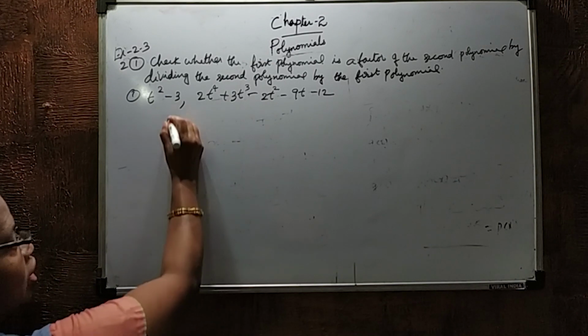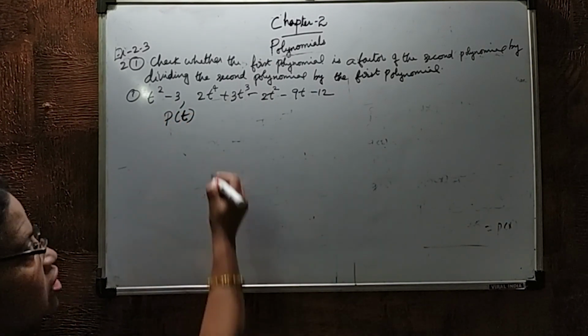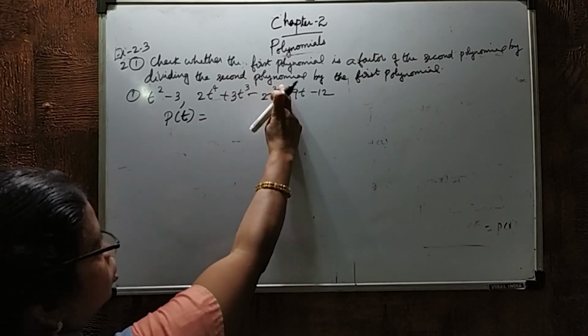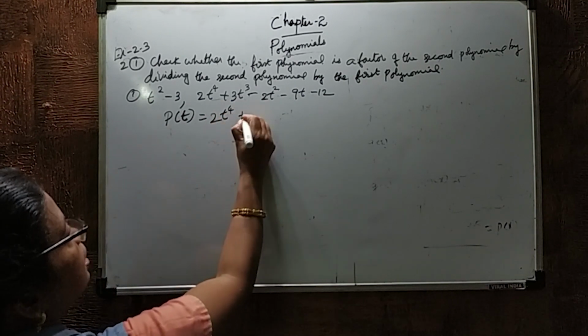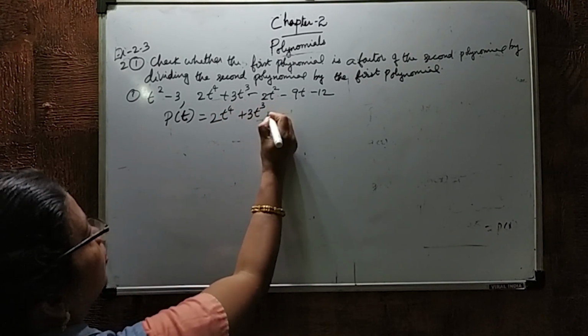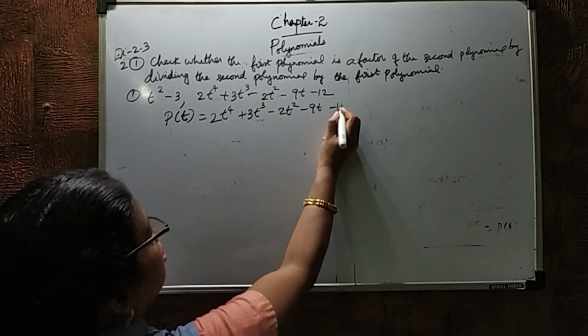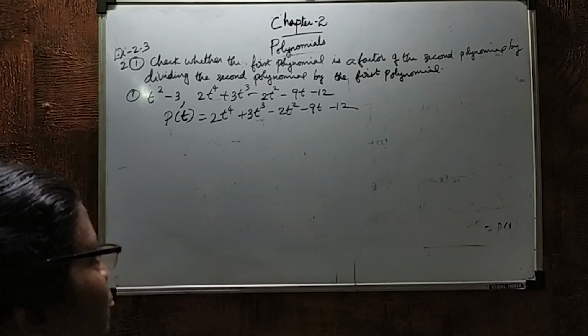So first you have to write p of t. Write which variable it is, and find out whether the terms are in order or not. 4, 3, 2, 1, 0. So they are in order. Plus 3t cube minus 2t square minus 9t minus 12. Nothing is missing, so we need not write any 0 terms.